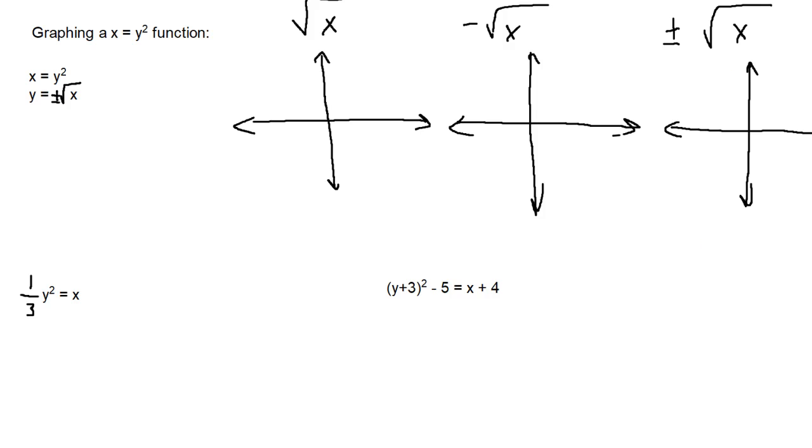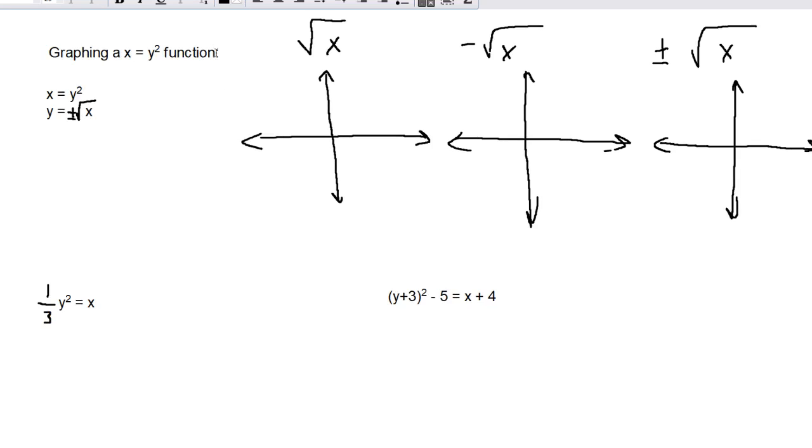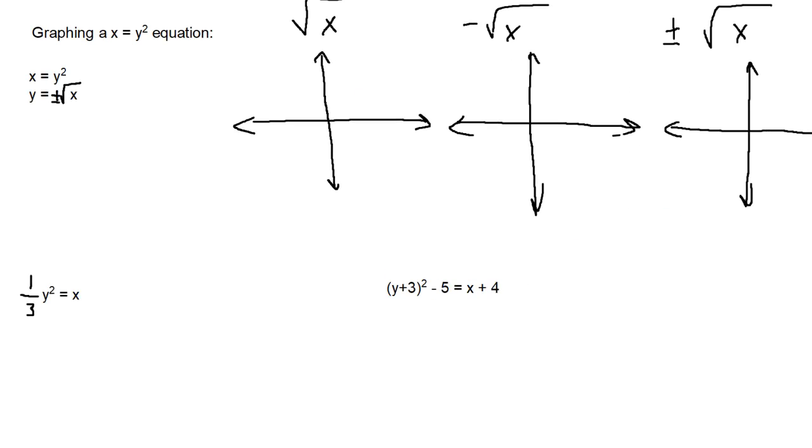Next, graphing an x equals y squared function. Now, there's a difference. First of all, it's not a function. Okay, don't get me wrong on that. It's not a function. It's an equation. It's an x equals y squared equation because if you solve for y, you get plus or minus square root of x, and plus or minus square root of x is not a function.